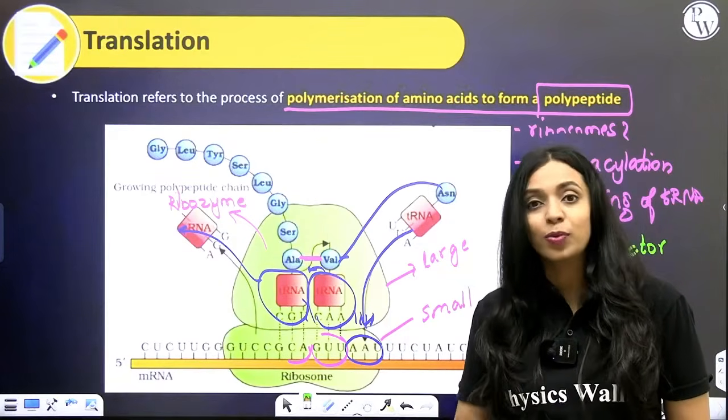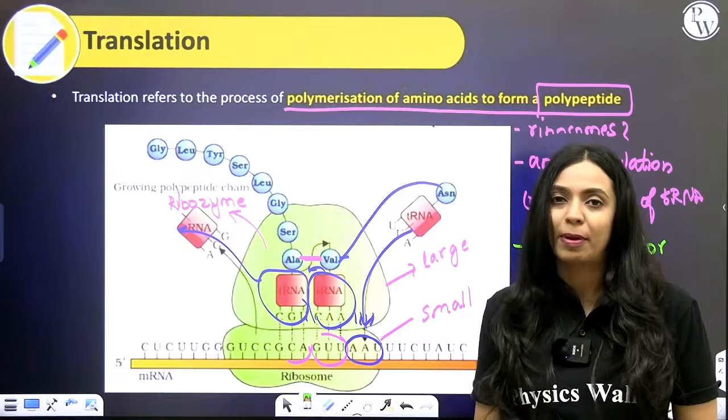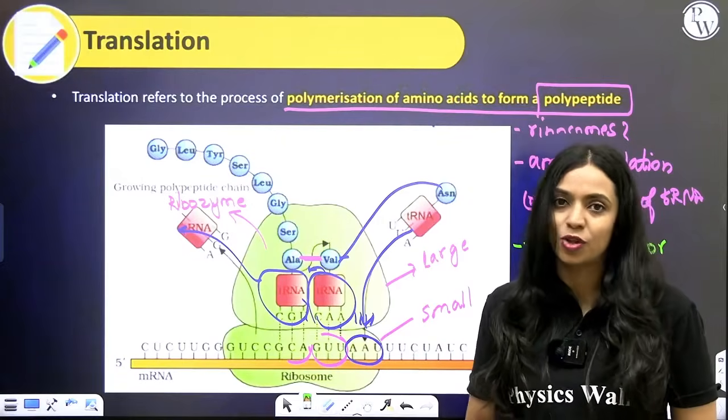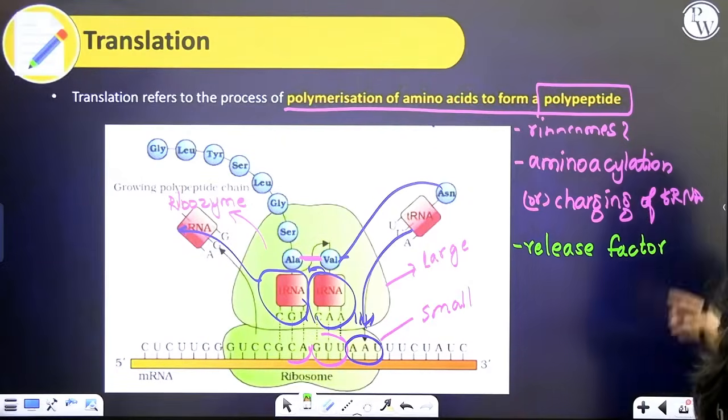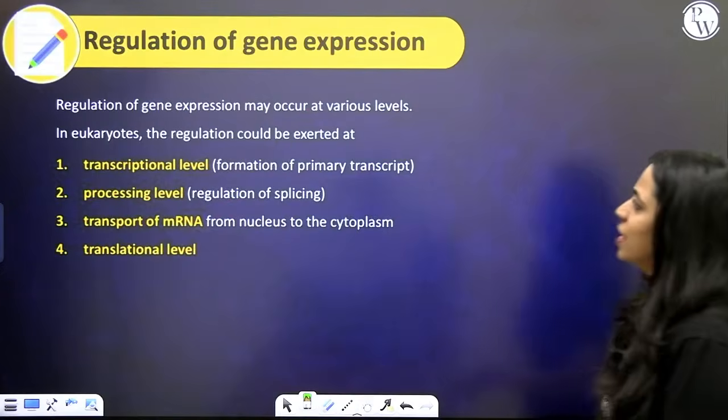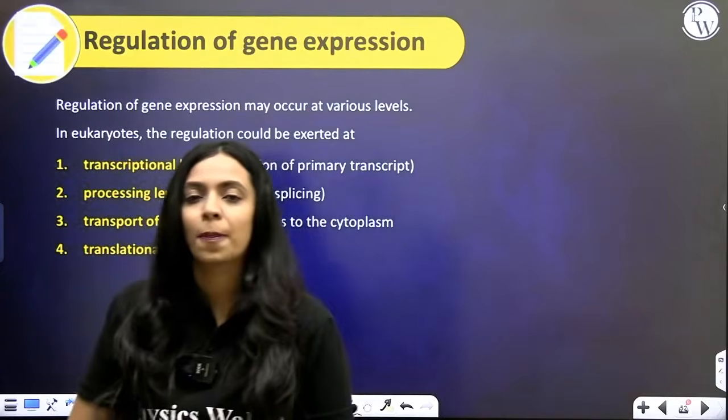At the end of it, we will have our new strand of polypeptide and the RNA would have done its job. Okay, so that's how translation takes place. Now let's learn about the regulation of gene expression.